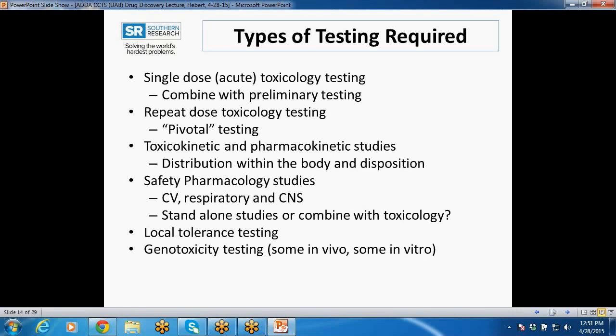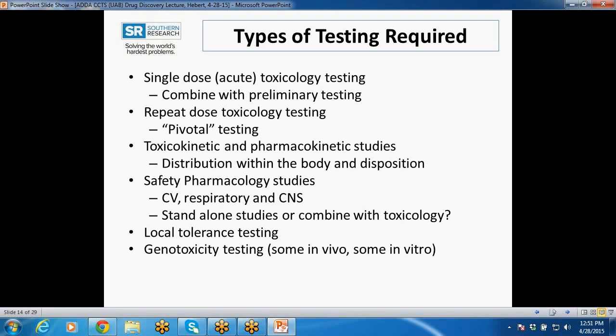Respiratory system and central nervous system are two of the others that are frequently tested in safety pharmacology testing. Sometimes you can combine the safety pharm with your toxicology testing. I would say that most often you really need to do those as standalone studies.